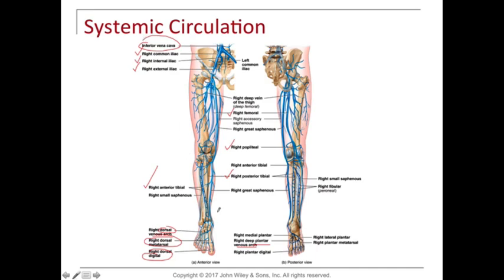Now the one that runs the full length, there's the great saphenous vein. That one runs almost the full length from the upper thigh all the way down to the foot. And if there's a greater saphenous, there's going to be a small saphenous as well.